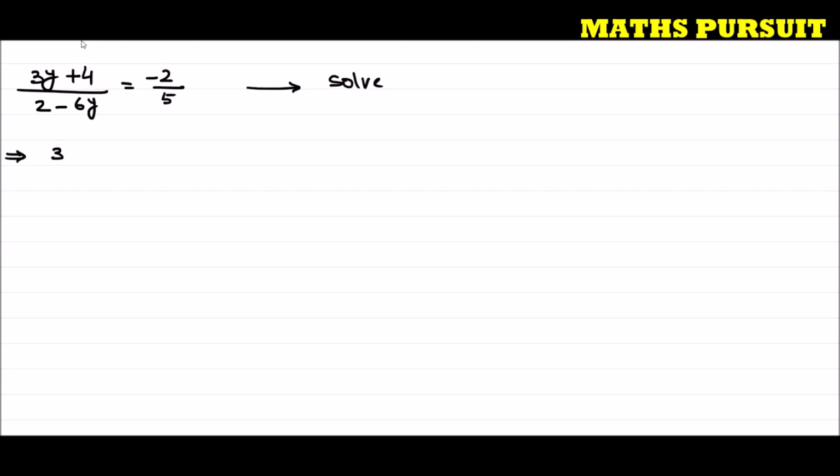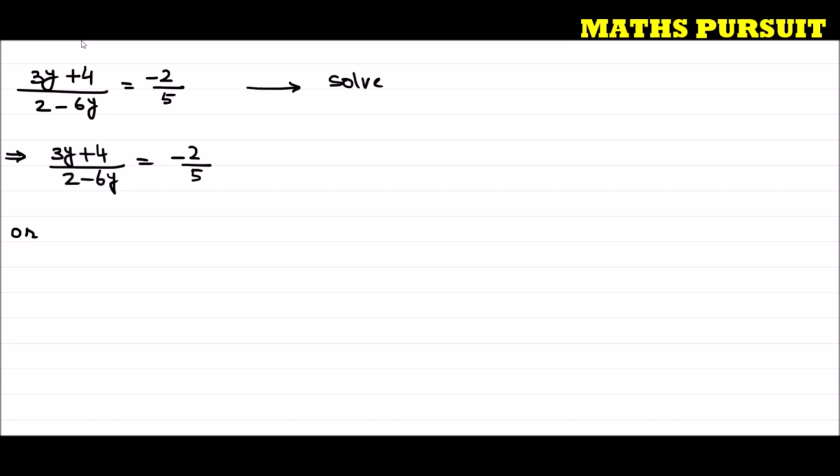Now, question has given us (3y + 4) divided by (2 - 6y) is equal to -2 upon 5. Solving this expression means we need to find out the value for this variable y. So this is what the question is asking us.